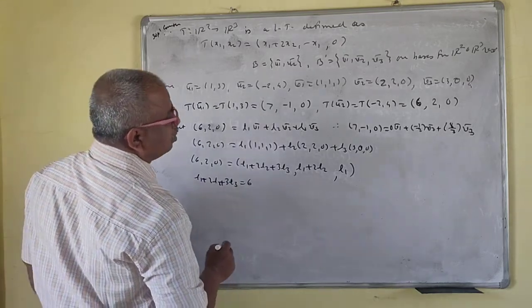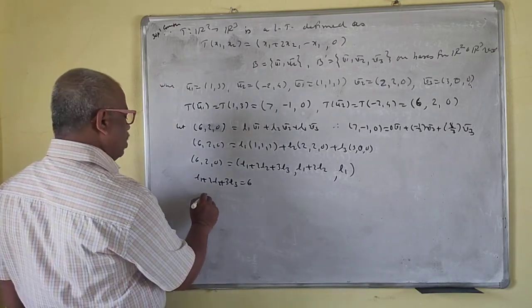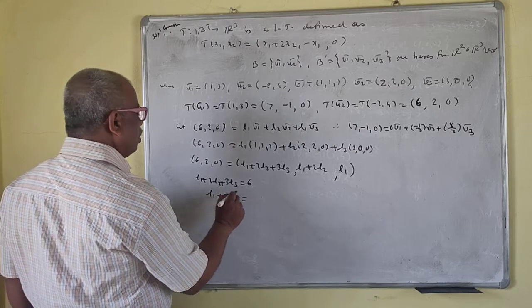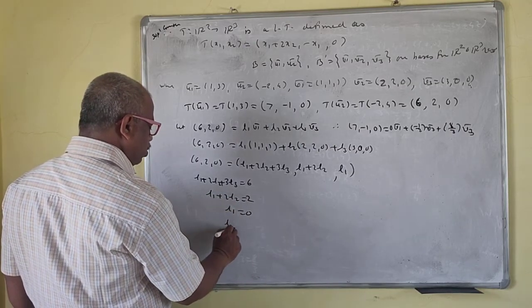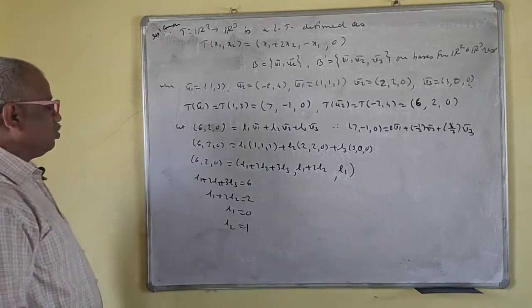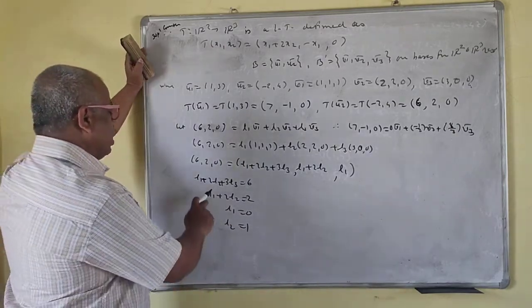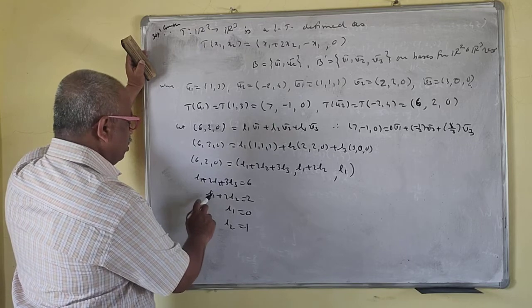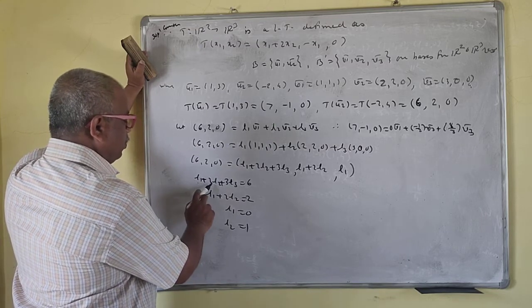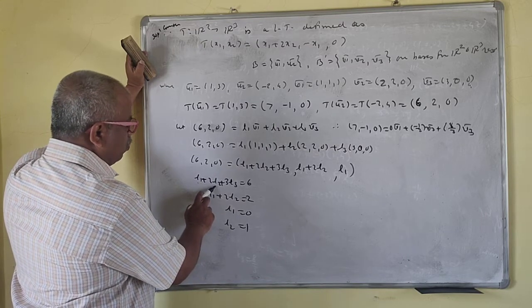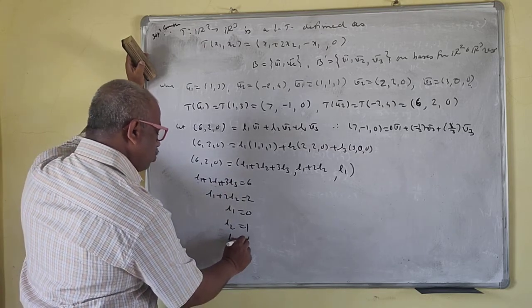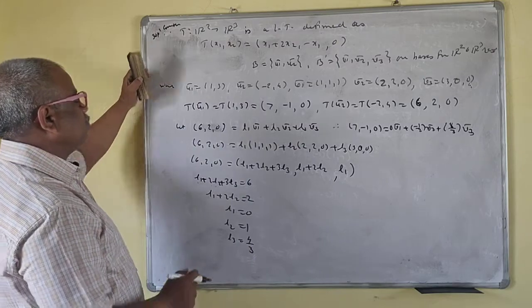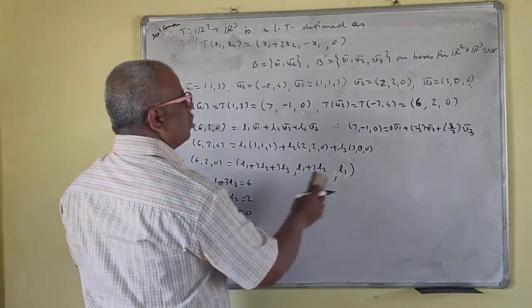Is it 6? Okay. So now L1 plus twice L2 is equal to 2. And L1 is equal to 0. So L2 is equal to 1 then. Then L3 will be what then? So this is 0. L2 is 1. So this is what then? 4. Okay. So L3 is equal to 4 by 3. Okay. So therefore I will write here.